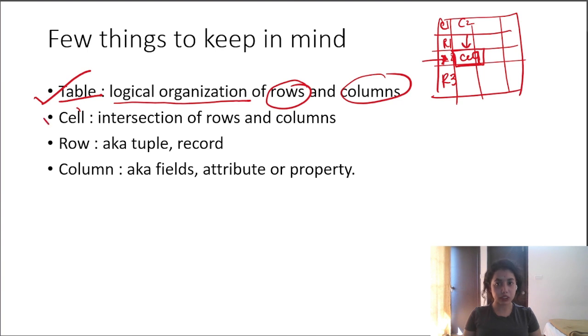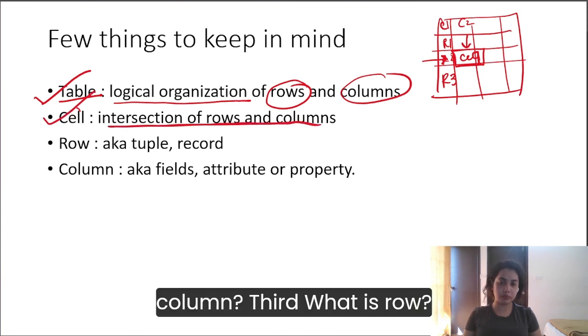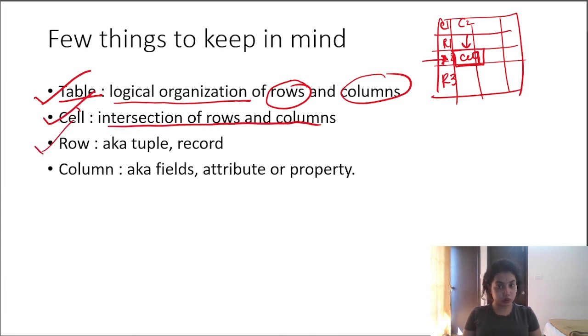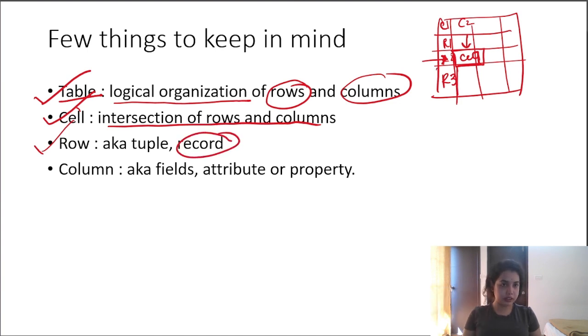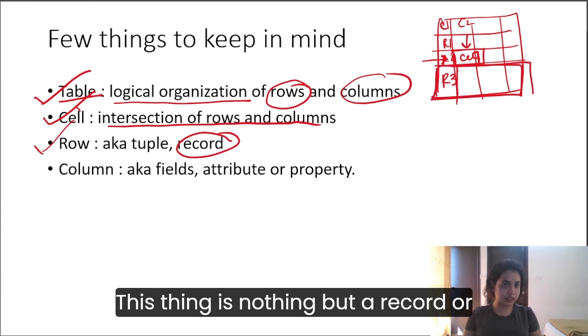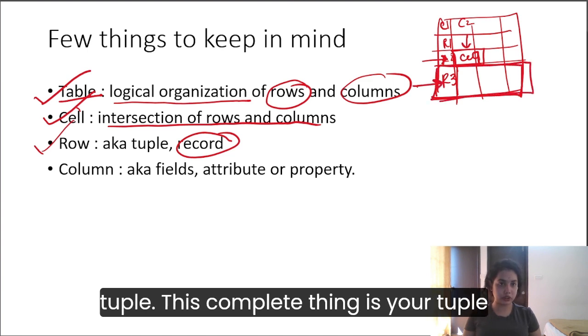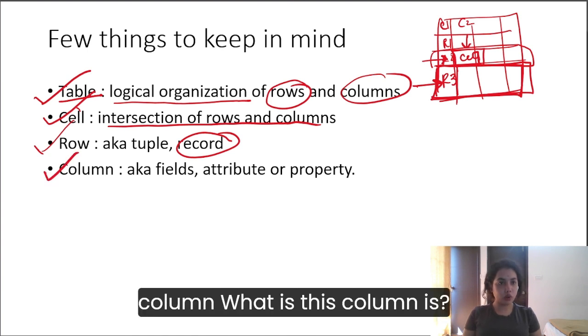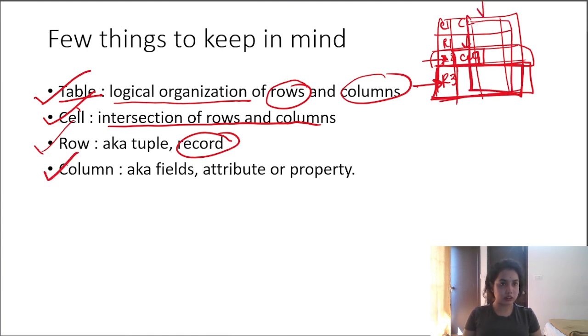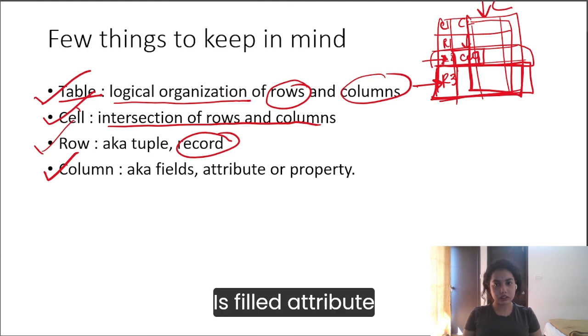So what is a cell? The intersection of a row and a column. Third, what is a row? A row is nothing but a record or tuple. This complete thing is your tuple or record. Now, what is a column? A column is a field, attribute or property.